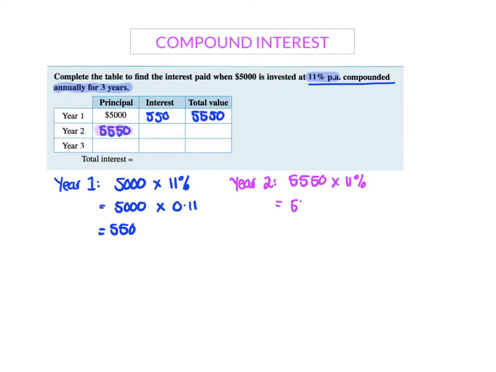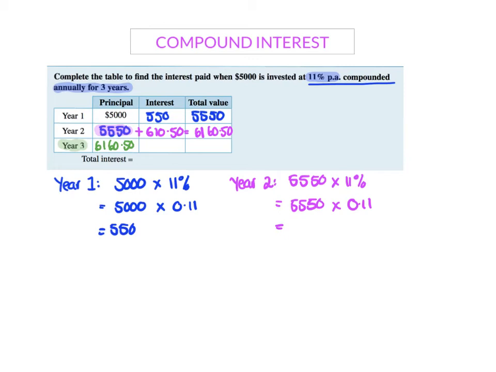So if we do that, that'd be 5,550 times 0.11. So we do that on our calc. Okay, and we end up with $610.50. So my new amount in my bank account is going to be, I'm going to have the original amount I had at the beginning of the year, and I'm going to add the interest, and the total value will be $6,160.50.